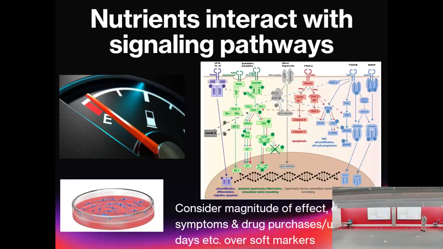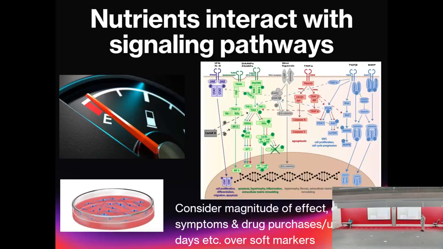Okay, you see some things getting upregulated, right, great. But mechanistic reasoning doesn't necessarily always translate into any real magnitude of effect, right? A 1 or 2% increase in something called NF-kappa B, which is an inflammatory marker, doesn't necessarily translate into 1 less sick day a week. It doesn't necessarily work like that. Sometimes better things to actually track are hard markers rather than soft markers.